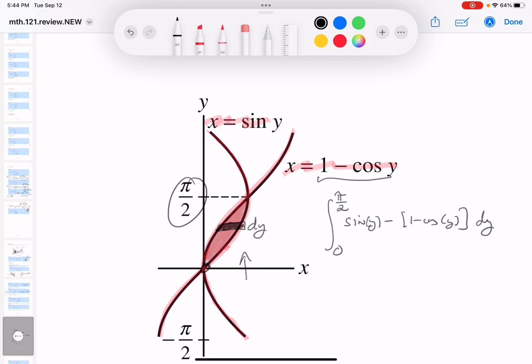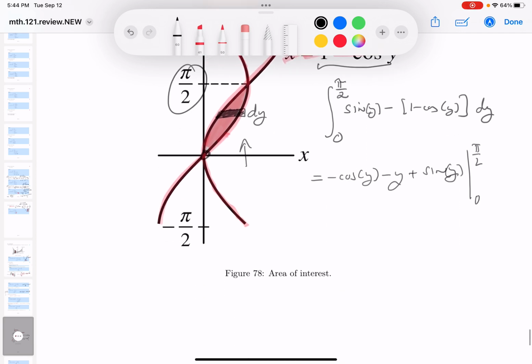All right? The picture was helpful. Now I'm going to do the integration. And how do you do that? Antiderivatives. The antiderivative of sine is going to be minus cosine. Then you have minus 1. The antiderivative of that is going to be minus y. Then you have plus cosine of y, and that's going to be plus sine of y. All right? And then the limits, 0 to pi over 2.